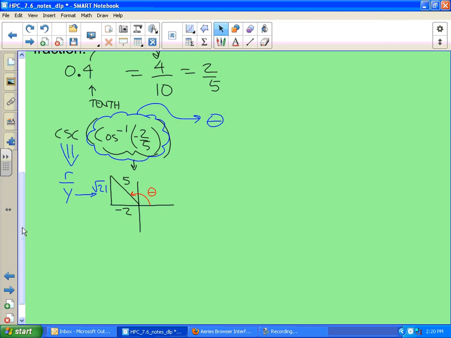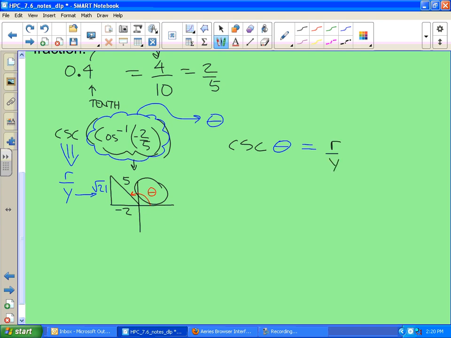This stuff right here is theta. So I'm saying, let's find the cosecant of theta. Well, here's our theta. And if cosecant is supposed to be an r over a y, look at our theta and tell me what the r and the y are. 5 over square root of 21. Can I leave an answer like that? No, we got to rationalize it. So I multiply square root of 21 top and bottom. So I get 5 root 21 over 21. There is the exact answer for the cosecant of the inverse cosine of negative 2/5.